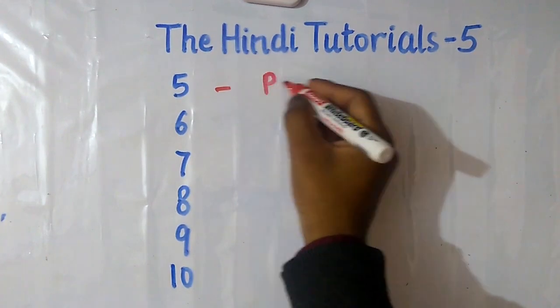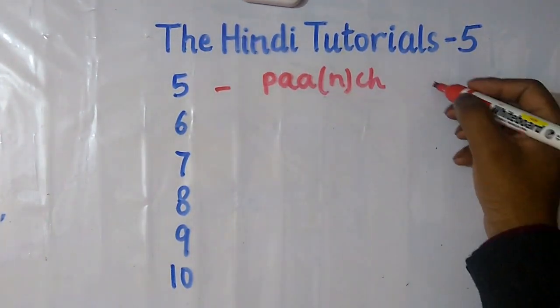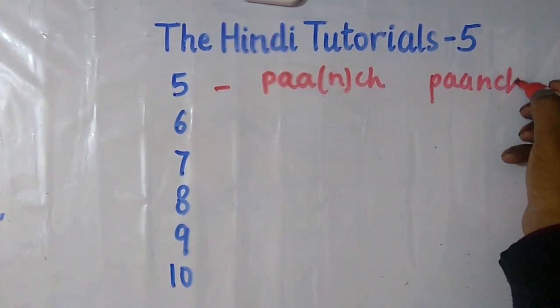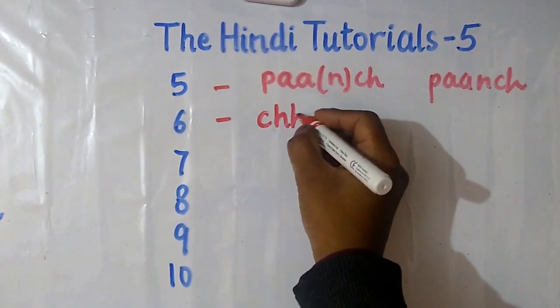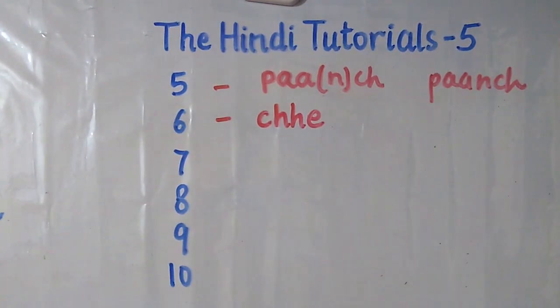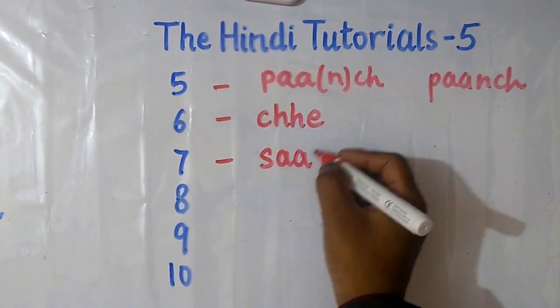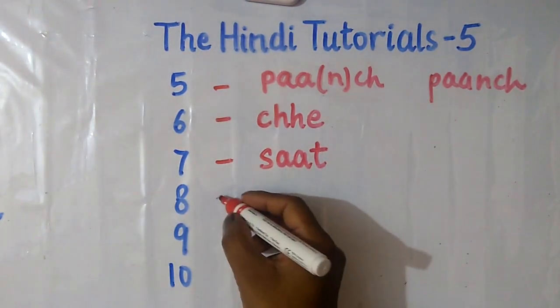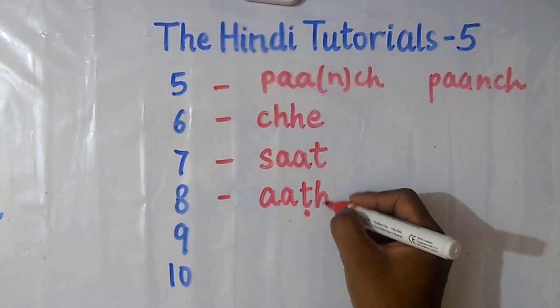5 is panch, or for your convenience you can also say panch, although it's not exactly correct, but you will be understood. 6 is छः. 7 is सात, again with a soft T. 8 is आठ, okay, this one is a hard T, आठ.